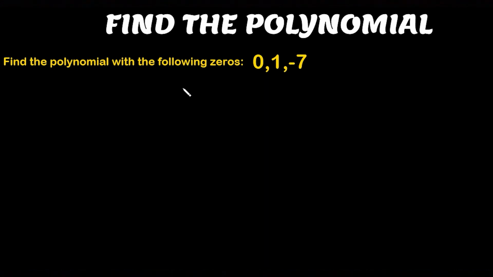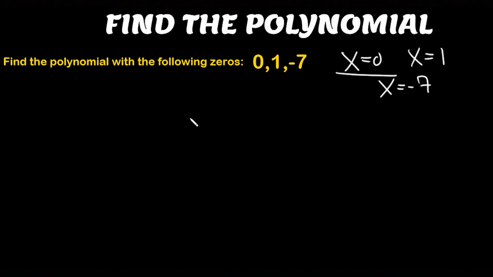So here's our last example, and this one's actually easier, okay? But it's a little bit different because one of your zeros is actually 0. So we're going to write it out. It's x is equal to 0, x is equal to 1, and x is equal to negative 7. So think about how you can put this one back in factored form.